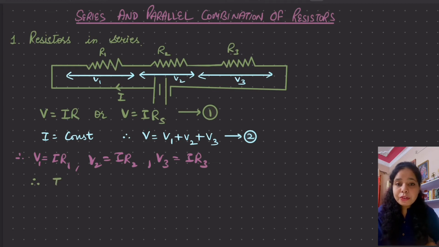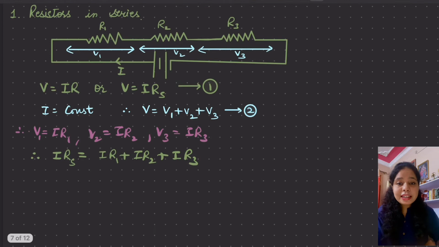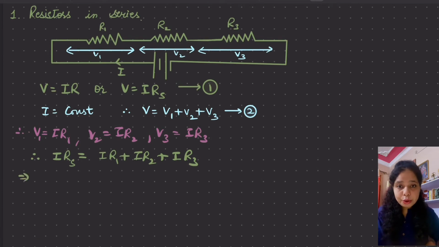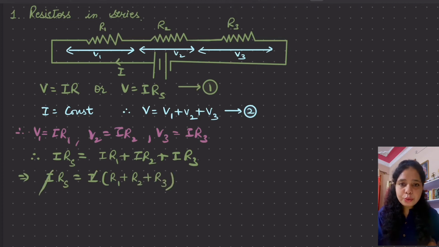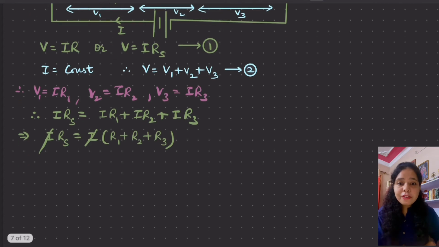Now substituting the values, instead of writing V, I can say IRS is equal to IR1 plus IR2 plus IR3. So this is our equation which tells us how the same current is flowing. Now we can take I common from the right hand side. So we have IRS is equal to I times the bracket R1 plus R2 plus R3, and we can cancel out I. So we have the equation RS is equal to R1 plus R2 plus R3.